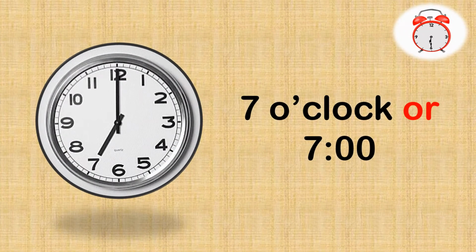Children, now let's find out what time it is on this clock. Look, the hour hand is on 7 and the minute hand is on 12. This means the time is 7 o'clock. We read it as 7 o'clock. We write it as 7 colon 0 0 or as 7 o'clock.